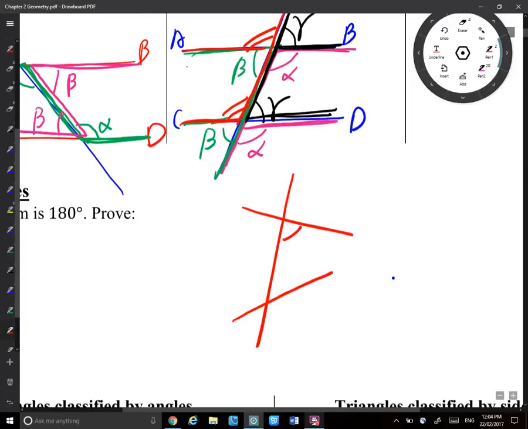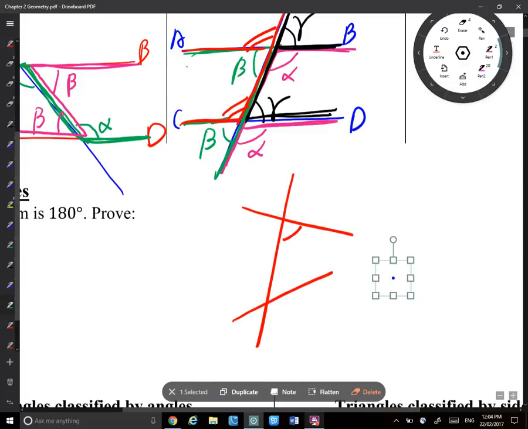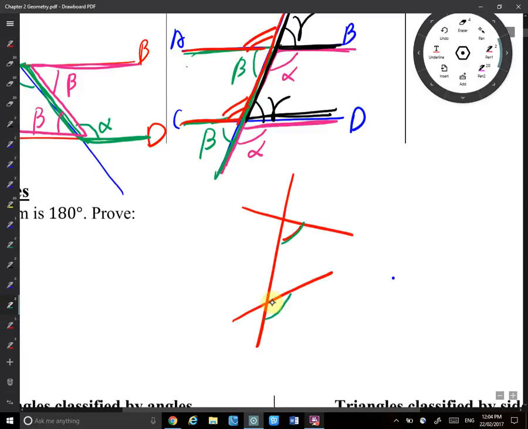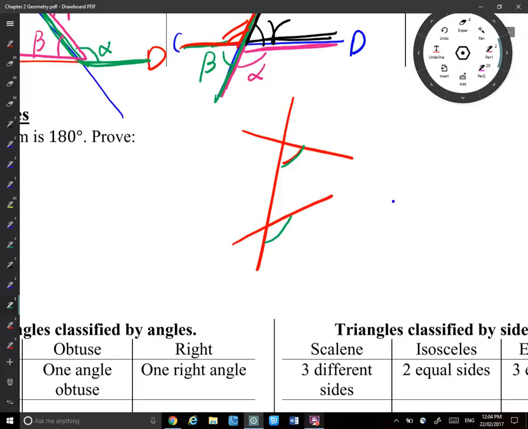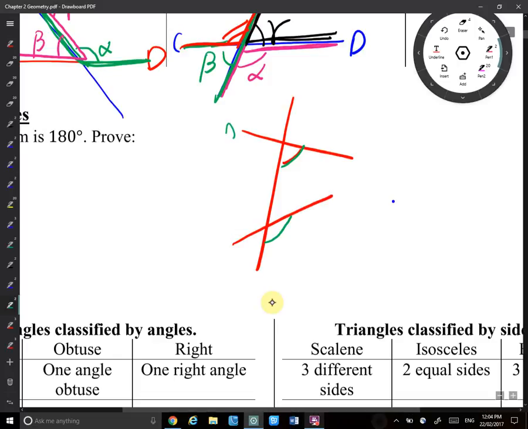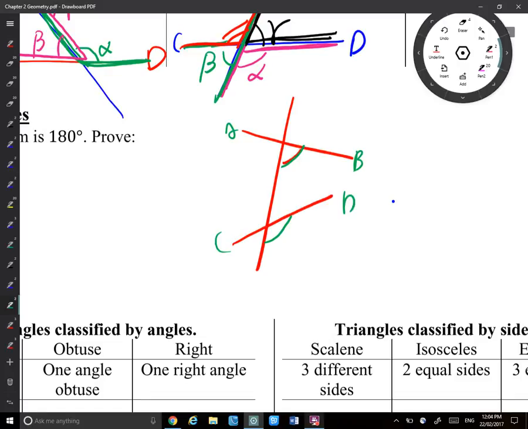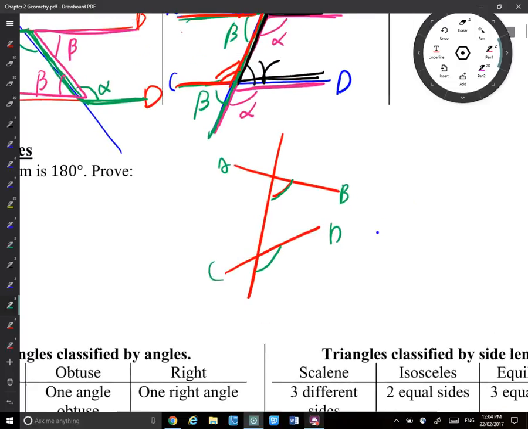This angle here and this angle here are still called corresponding angles because the position is corresponding. That position is called the corresponding position. They are still corresponding angles, but they are not equal because those two lines are not parallel. Because AB is not parallel to CD, those two corresponding angles are not equal. In parallel lines, corresponding angles will be equal.